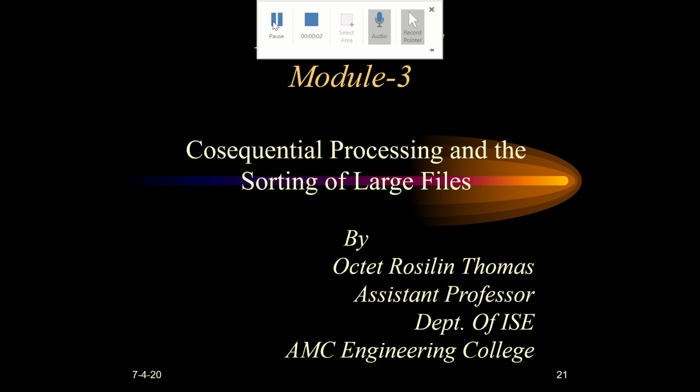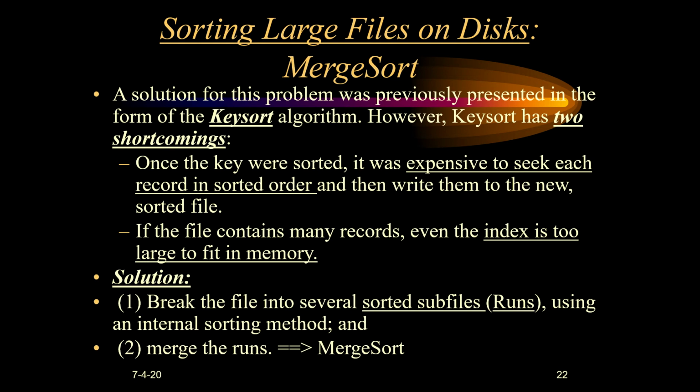So in module 3, we'll see the next topic, that is sorting large files from disk. Here mainly we'll be seeing about merge sort. As we have seen in the previous section about sorting from memory, we have seen about key sort and its drawbacks.